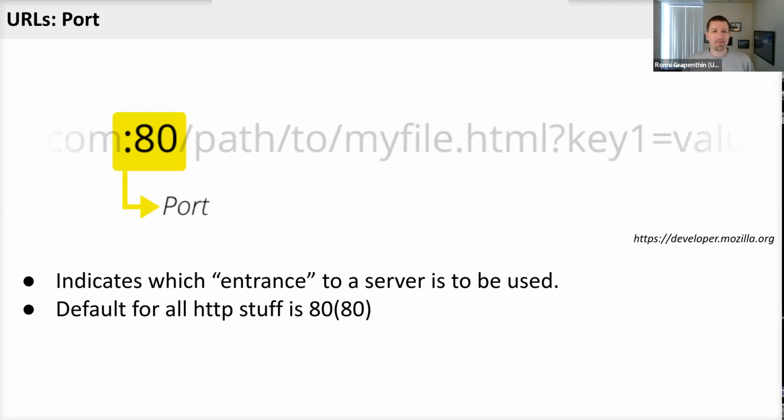The next part that is possible to specify in a URL is the port, here given as :80. It generally indicates which entrance to a server is to be used. You can envision this really as a number of physical ports that you could walk through. Obviously, that's implemented in software, but it tells the server where the user would like to gain entrance. Many of the protocols that we are using have default ports. For instance, HTTP is generally port 80 or port 8080. Using this :80 here is redundant.